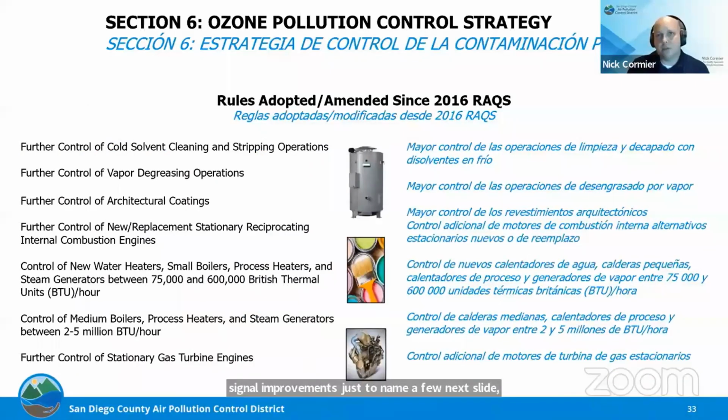The 2016 RACs revision set forth a number of proposed measures to further reduce ozone precursor emissions. Seven measures were adopted or amended, as shown on the screen. Together, these measures resulted in ozone precursor emission reductions of 2.3 tons per day. Next slide, please.